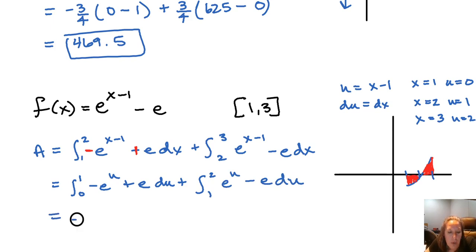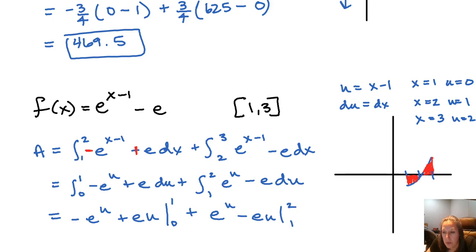So when we integrate that, we'll get negative e to the u. e is a constant, and so the integral of e du would be just like if we had a 7 there. And so that's going to be e times u, evaluated from 0 to 1. And then our second one, we're going to get e to the u minus e times u, evaluated from 1 to 2.